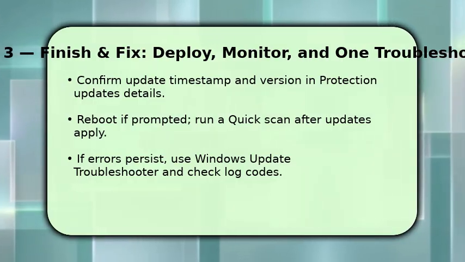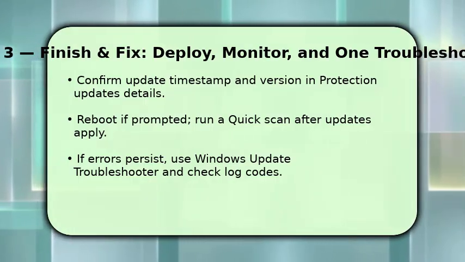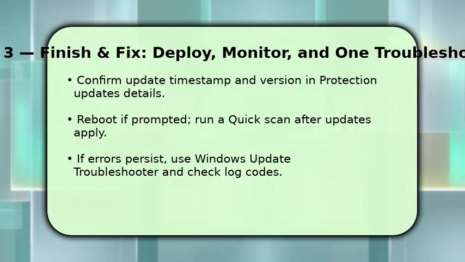A common tip: temporarily set Windows Update to automatic and restart the Windows Update service. That resolves many download or installation failures.